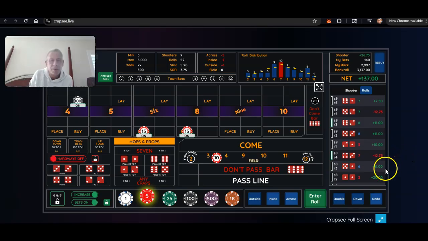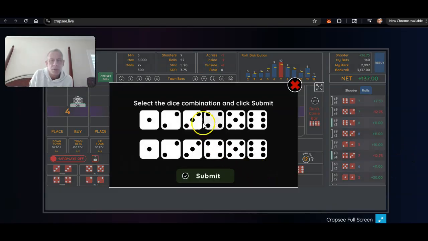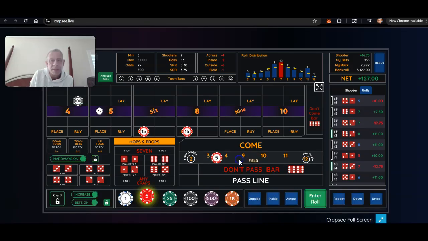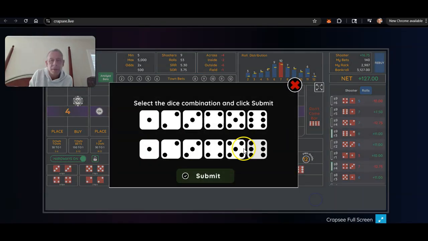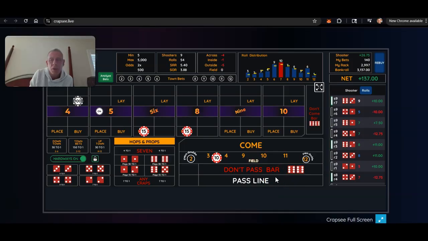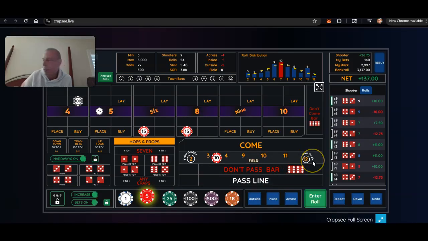All right, 4-1-5. That's going to just lose the field. So we're going to lose that $10. Fever 5. We're going to replace that $10. And here we go. 6-3-9. That's a field win. So we're just going to bank it. We're going to go back to what we're doing. We're going to bank that money.